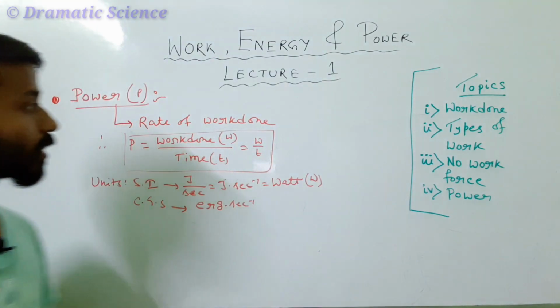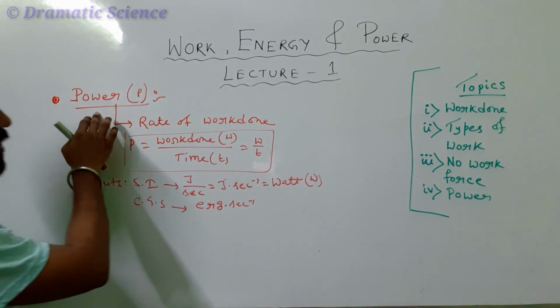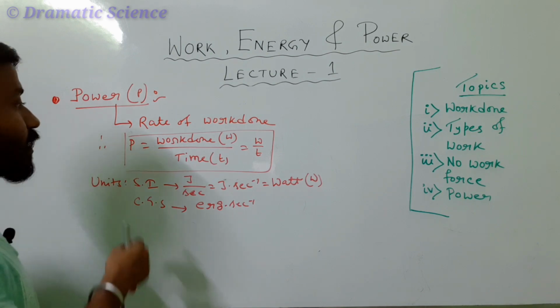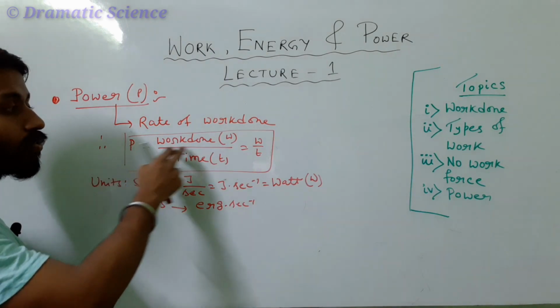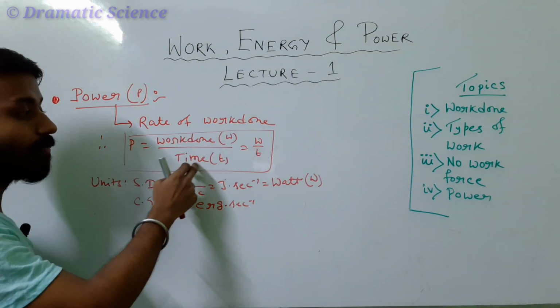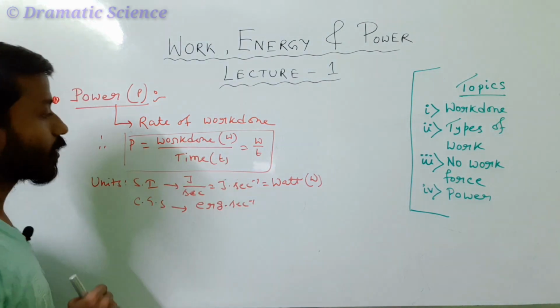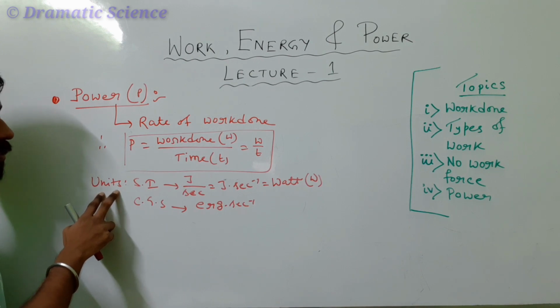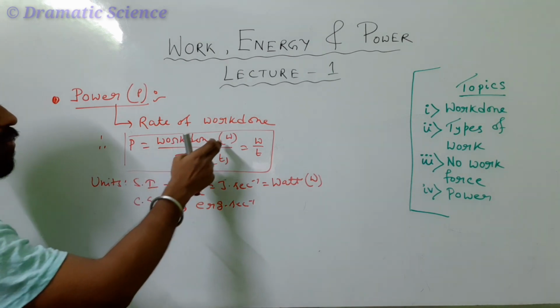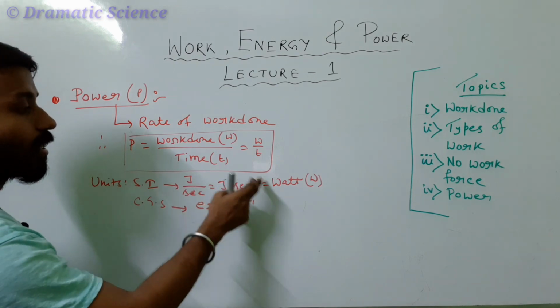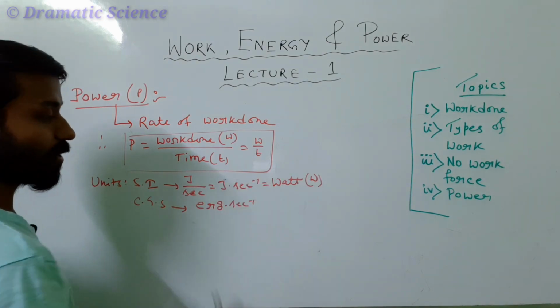Next we will have our topic number 4, that is power. So now power. Power is basically defined as the rate of work done, and it is expressed as P. So P equals work done, that is W, by time, that is T. W by T, work by time, right? So what will be its units? In SI, the unit of work done is joule and time is second. So joule second inverse, it is called watt, that is capital W.